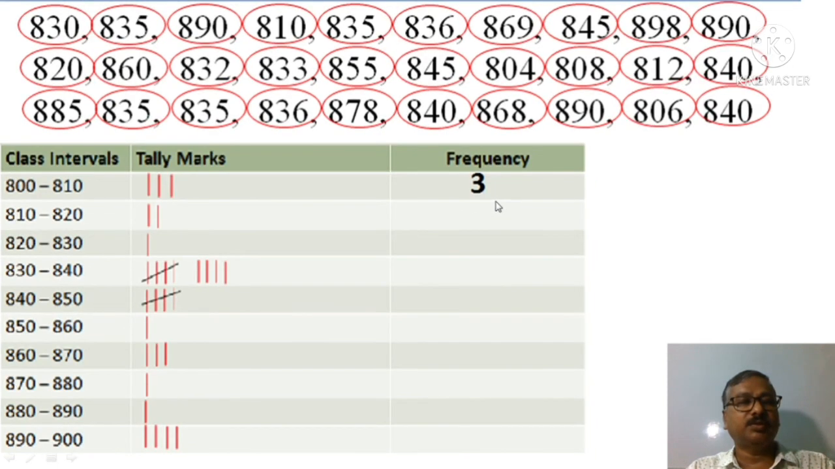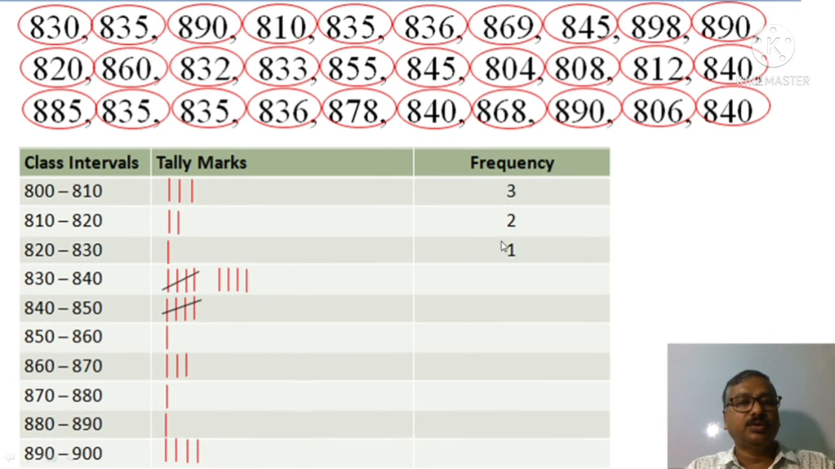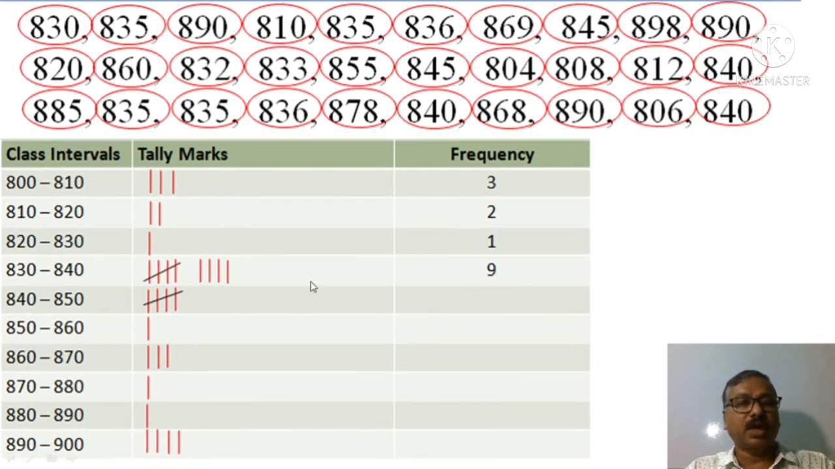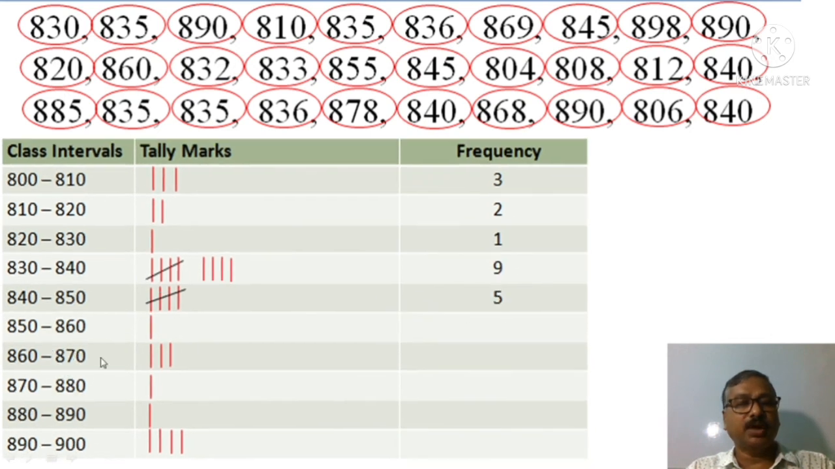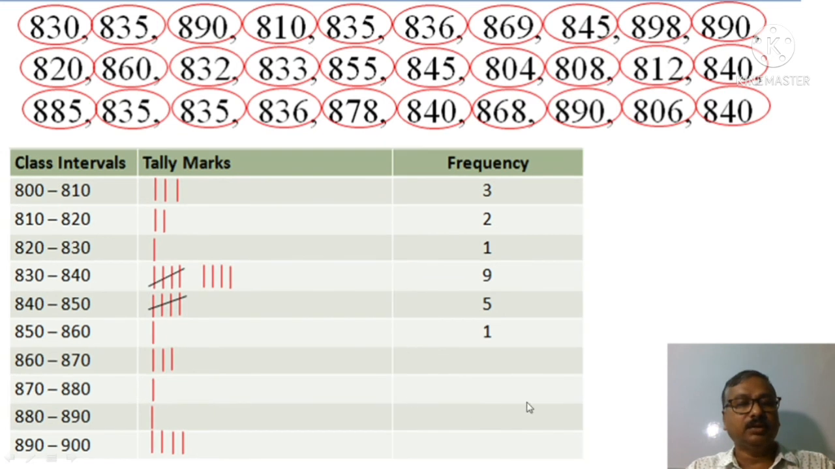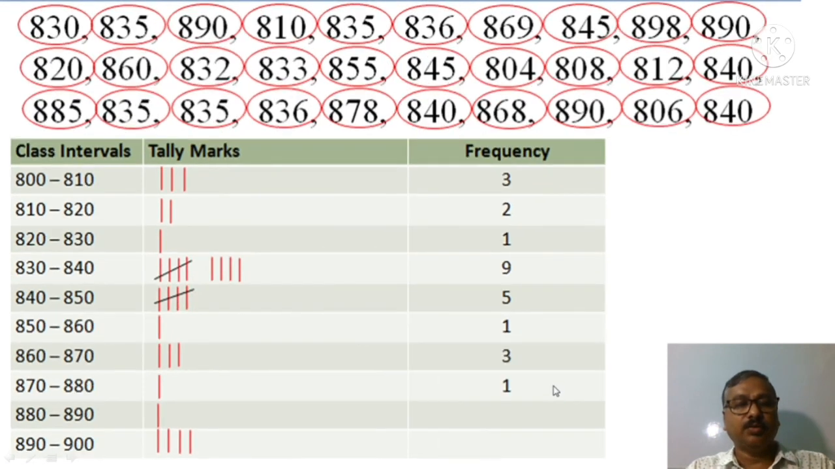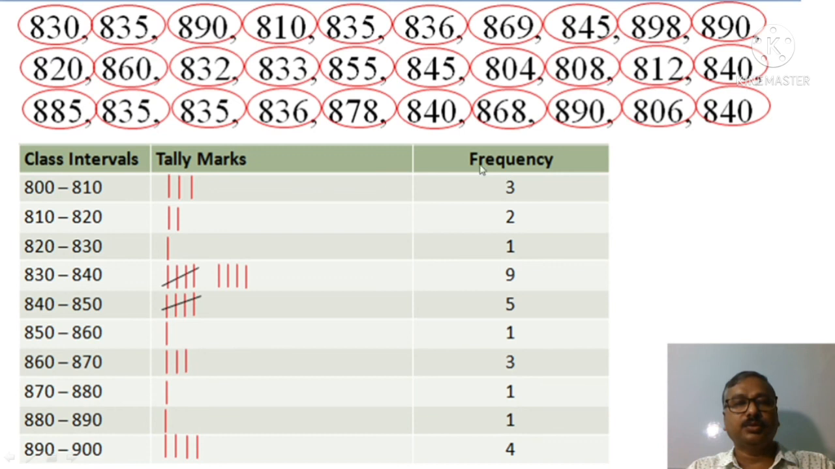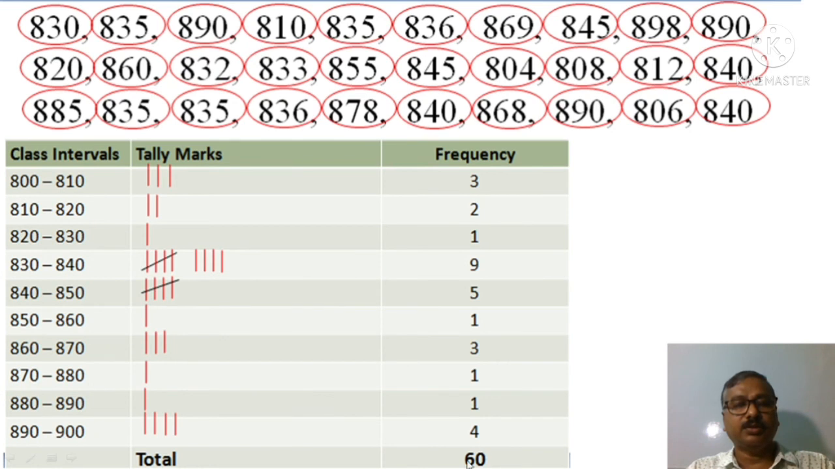This is first interval 3, second 2, third 1, fourth 9, this is highest 9, this is 5, and this is 1, this is 3, 1, 1, 4. So these are the frequencies of the corresponding class intervals. Now the total is 60. So this is the construction of the frequency distribution table. Now from this table we have to draw a histogram. That is the next question.